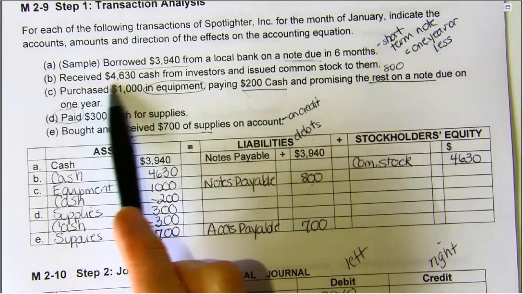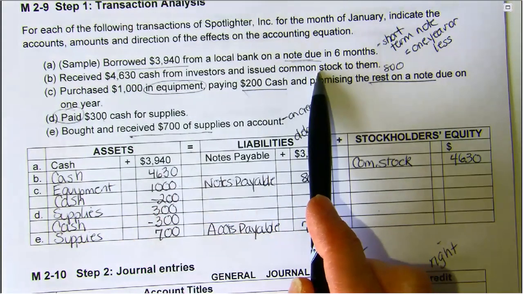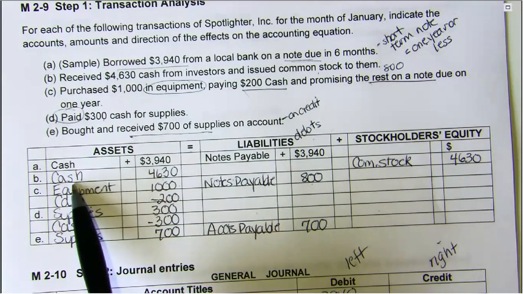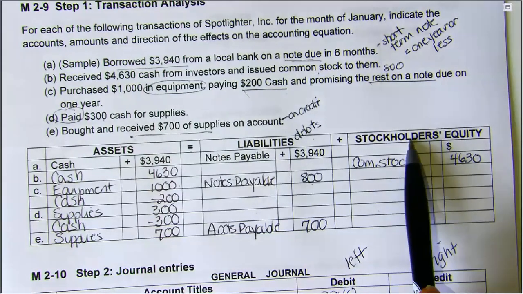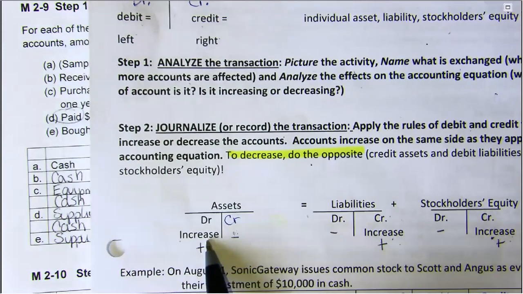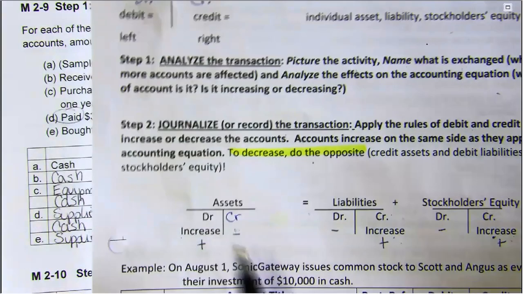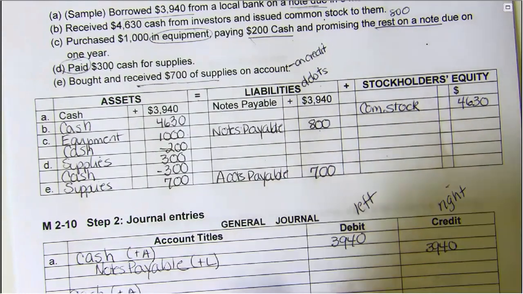In B, received cash and gave stock. Oh, this is like the one we just looked at in our example from over here, right? And so we received cash. We put cash under the assets here, and we gave stock. We put stock under stockholders' equity. If we want to increase cash by $4,630, increase assets like cash, we debit. Let's put cash on the first line, because the account to be debited goes on the first line.